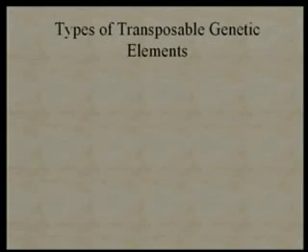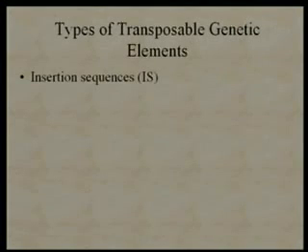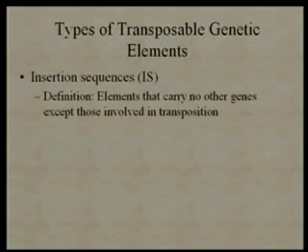Okay, so what are these elements? The first ones are referred to as insertion sequences, or IS sequences, and these are transposable genetic elements that carry no other genes except those that are required for transposition. So they have a transposase, but they have nothing else besides that. And you'll see them as far as the nomenclature. They're all going to be called IS followed by some number.